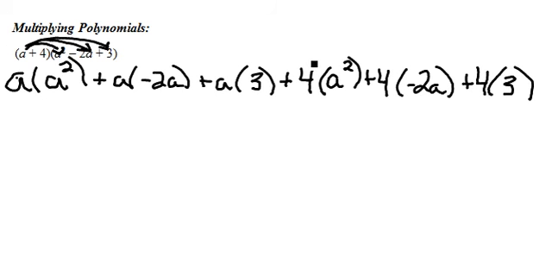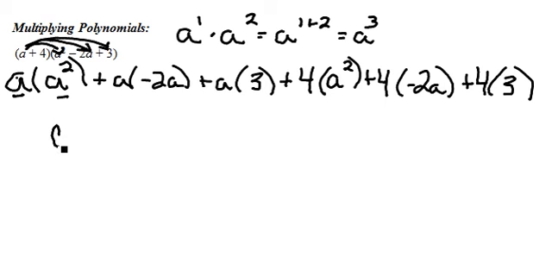Now when I go through here and multiply, remember the rule for multiplying powers that have the same base: we have to add the exponents. So if I have an a, remember that's like a to the first power, and I'm multiplying that by an a squared, I'm going to take a to the 1 plus 2, which gives me a cubed for my first term.